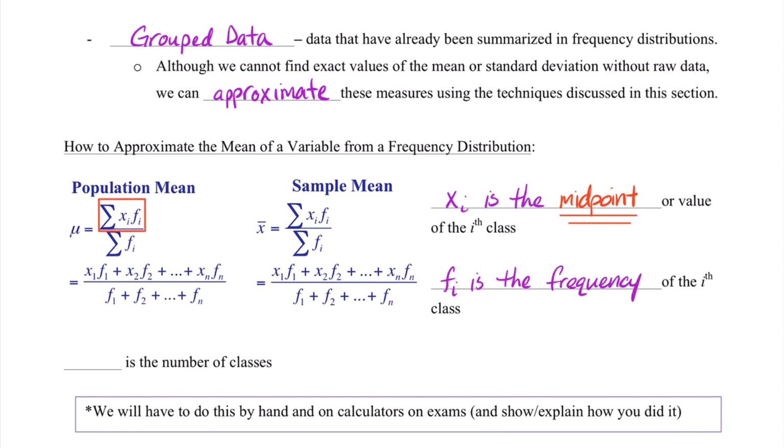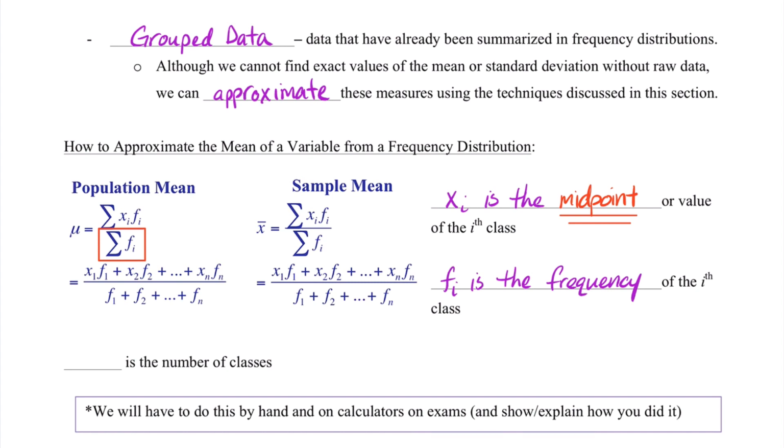To explain the math in the background a little bit, what we're doing is we're taking a bunch of products. We're taking the midpoint for each class, we're multiplying that by the frequency of each class, and then we're taking the sum of all those products. Once we have that sum, we are then dividing that sum by the sum of just the frequencies.